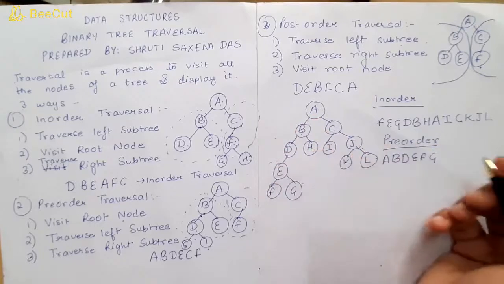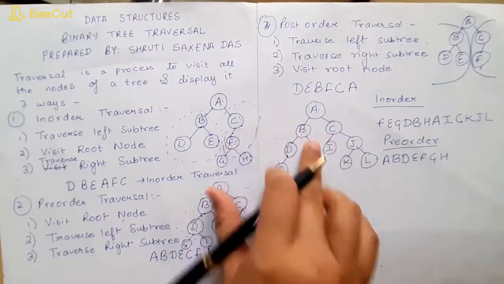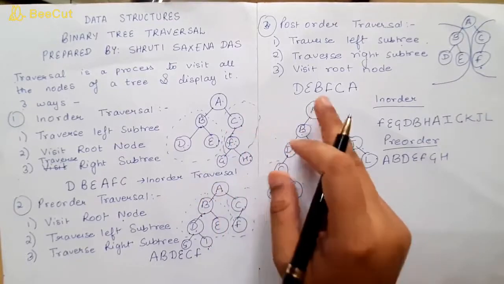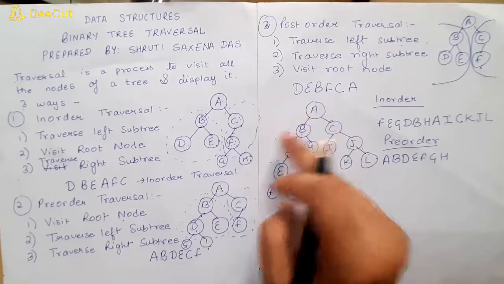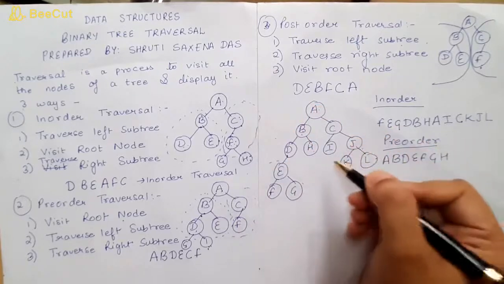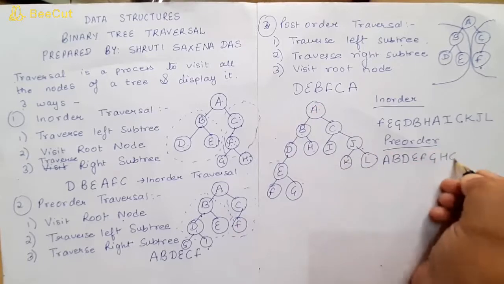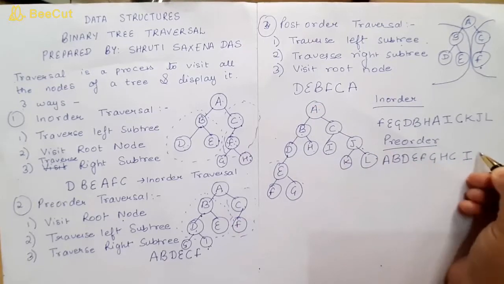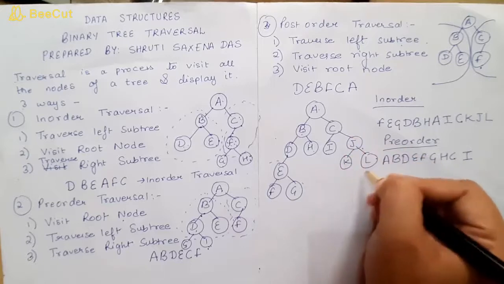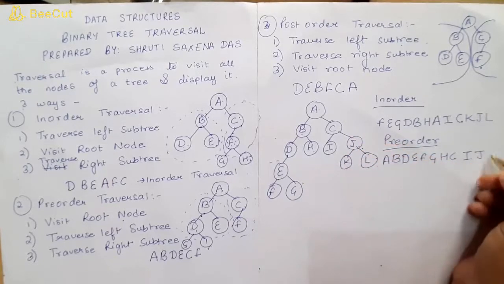Root was visited, left subtree is visited. Now H will be visited, which is the right part. So now the whole left subtree is visited. Now the right subtree. Again apply root, left, right. So root, left, and in the right we have a subtree. So again we'll apply the same algorithm, root, left, right. So J, K, L.